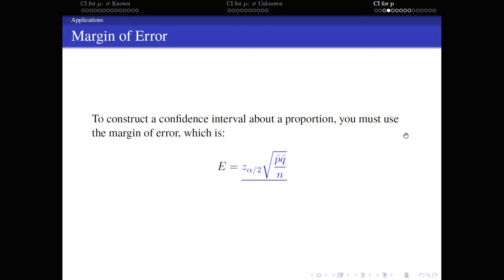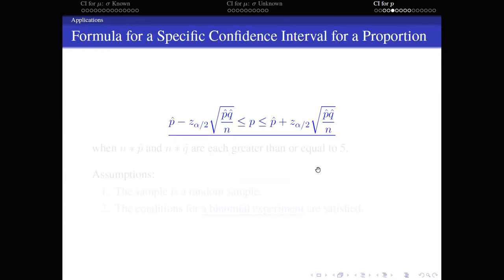Now in this case, we're still going to be using the z sub alpha over 2, but now we're going to be using the square root of p hat q hat divided by n. So this is different. Normally we have sigma divided by the square root of n, or s divided by the square root of n. Now we're going to have the square root of p hat times q hat divided by n. Our full formula is going to be p hat plus or minus z sub alpha over 2 times the square root of p hat times q hat divided by n.